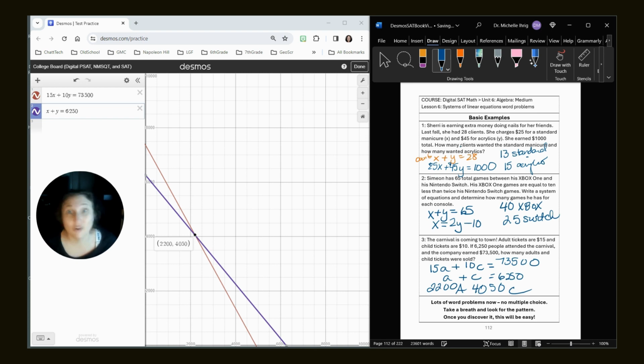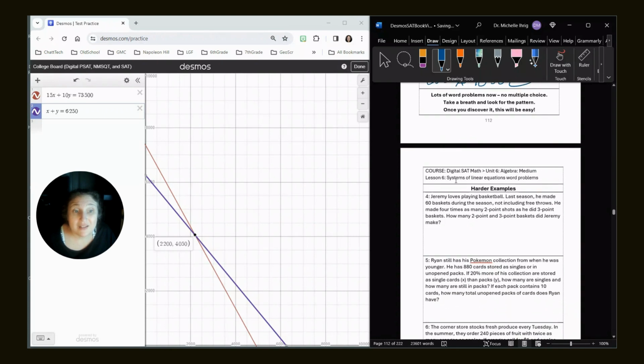All right, lots of word problems now, no multiple choice. Take a breath and look for the pattern. Once you discover it, this will be easy. Let me just say real quick, I intentionally did not put as many multiple choice questions in the later units because I don't know what they're going to have as student-created responses. If they're multiple choice, there are even easier ways to do these problems, but I wanted to show you the more difficult way, because when you find the pattern, like money, money, money, person, person, person, it's super easy.